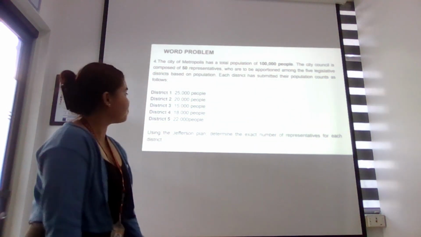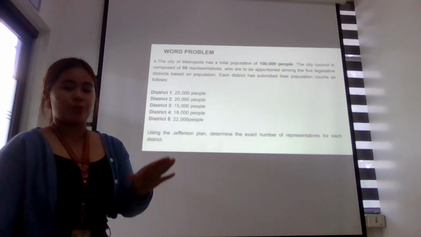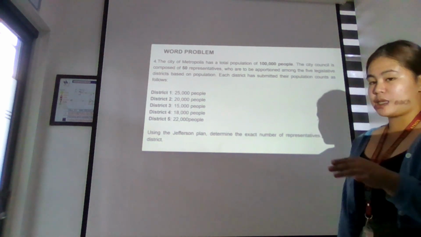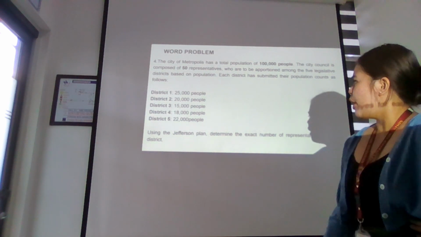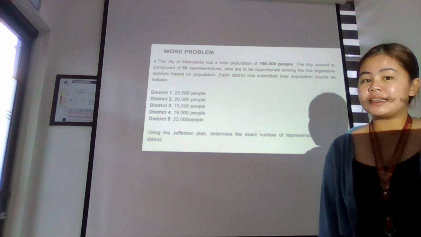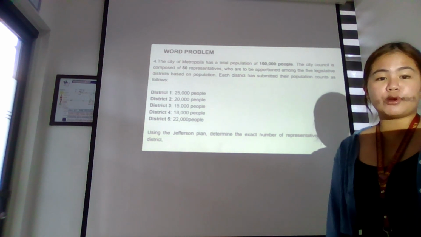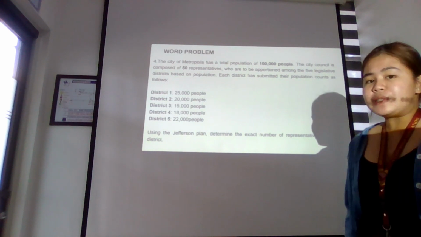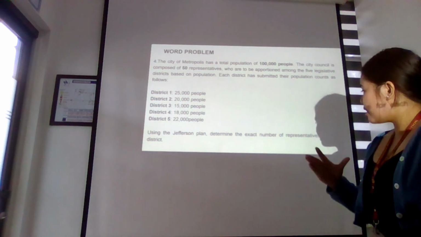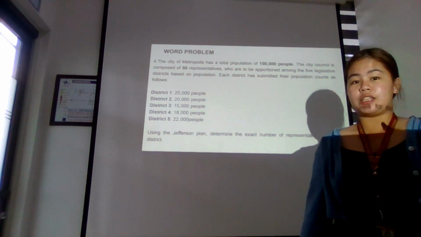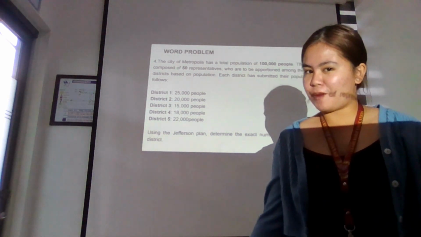In District 1, we have 25,000 people. In District 2, we have 20,000 people. In District 3, we have 15,000 people. In District 4, we have 18,000 people. In District 5, we have 22,000 people. So using the Jefferson plan, determine the exact number of representatives for each district.